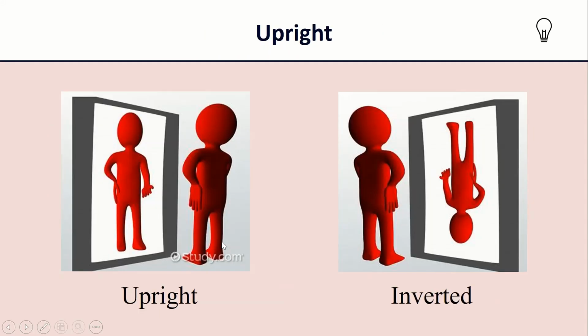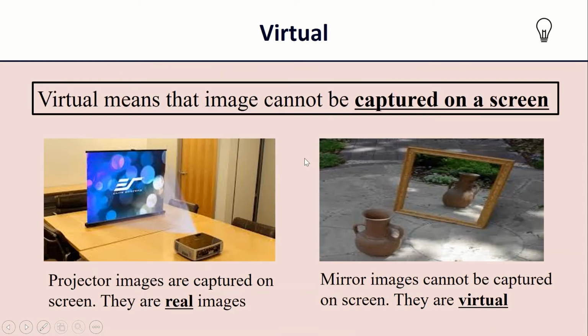Next, upright. Upright means, if you're standing straight, with your head pointing up, then the image head should be pointing up, as opposed to this. This is inverted. You might think, of course, mirrors don't produce this kind of image. But lenses do. Optical lenses do produce inverted images. Just for reference.